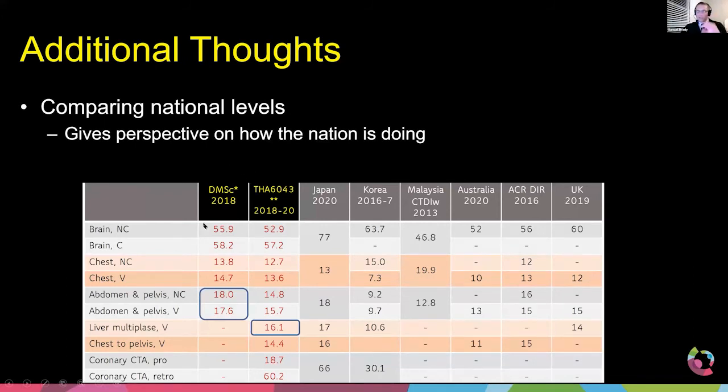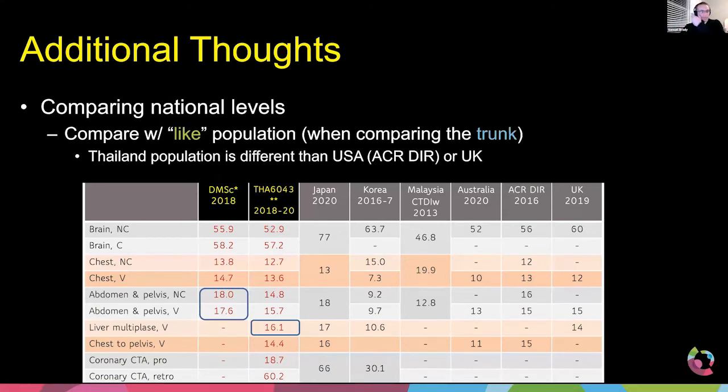You've collected your local, regional data, you've established your national Thai DRLs, and now you're looking at international values. This gives you perspective. It gives you an understanding of how you as a nation are doing compared to other nations. And it's very important that you do the comparison with like population.